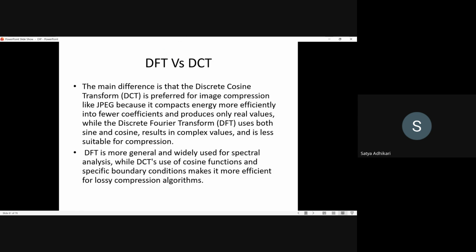So many times it is asked, what is the difference between DFT versus DCT? It is a common question, so let us find what is the difference. The main difference is that the discrete cosine transform is preferred for image compression. As you know, if your aim is to compress the image, you prefer DCT to DFT.